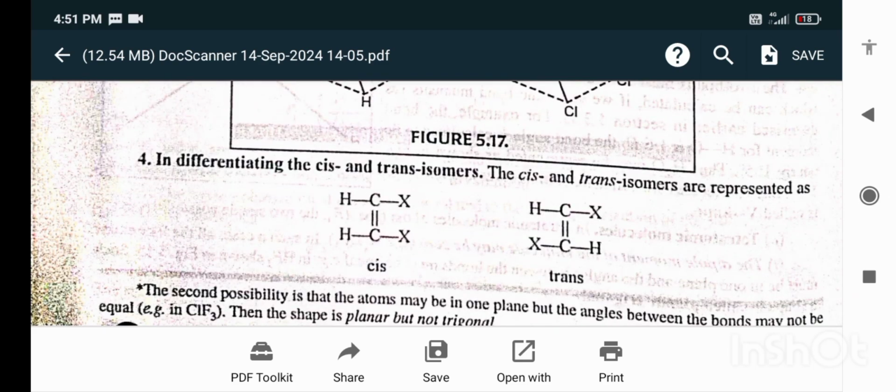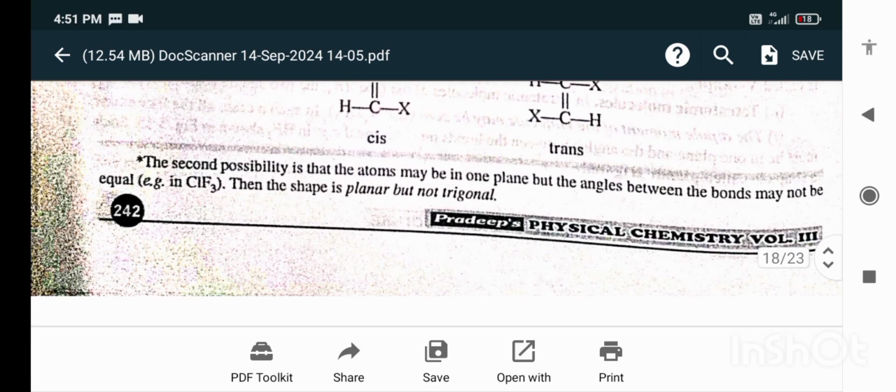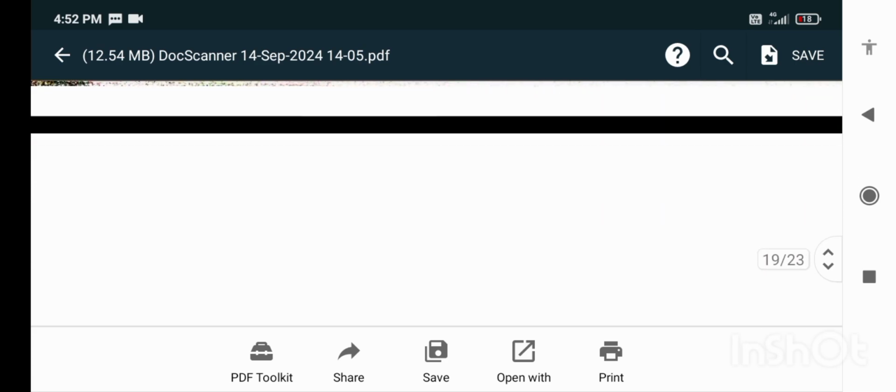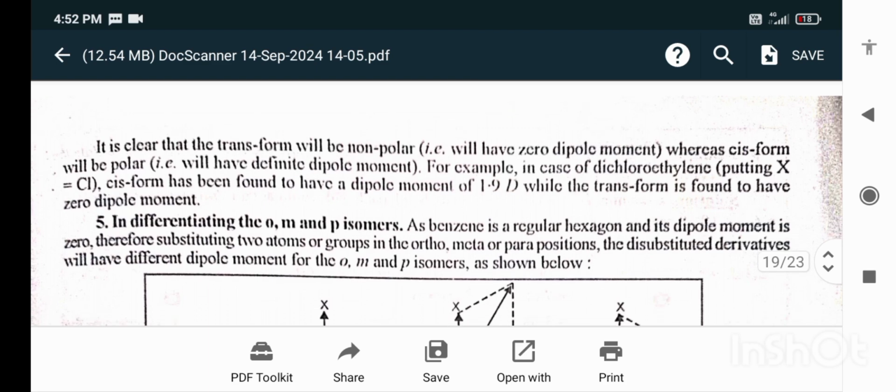In differentiating the cis and trans isomers, the cis and trans isomers are represented as such. The second possibility is that the atoms may be in one plane but the angles between the bonds may not be equal. Then the shape is planar but not trigonal. It is clear that the trans form will be non-polar, that is, will have zero dipole moment, whereas the cis form will be polar, will have definite dipole moment. For example, in the case of dichloroethylene, the cis form has been found to have a dipole moment of 1.9 debye, while the trans form is found to have zero dipole moment.